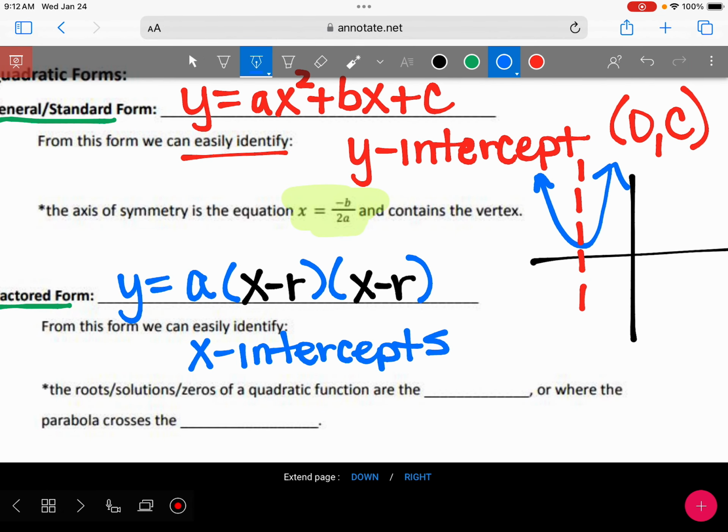So what is your x-intercept? First of all, there's a lot of different vocab words for x-intercept. We can call it roots, solution, zeros. And that's all the same thing for your x-intercept. And it's where it crosses the x-axis. So I'll give you a minute to fill those in.